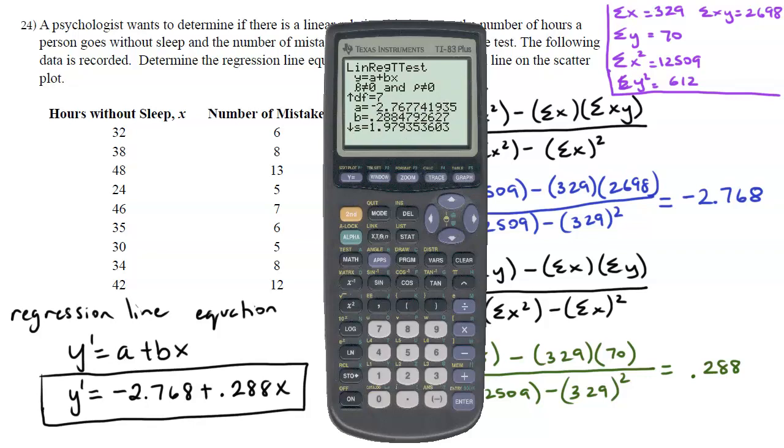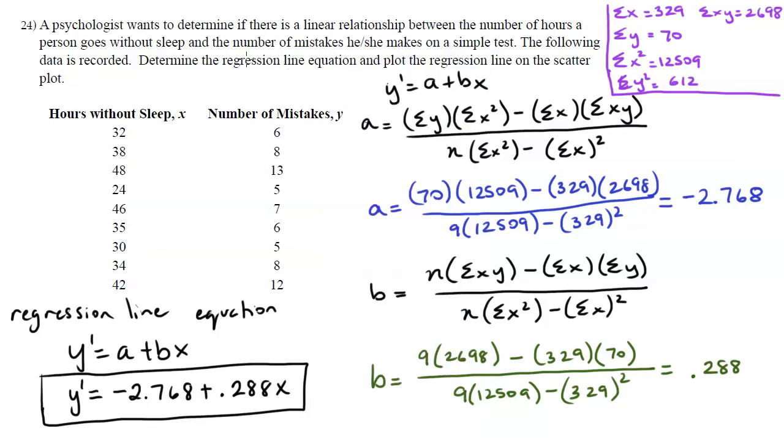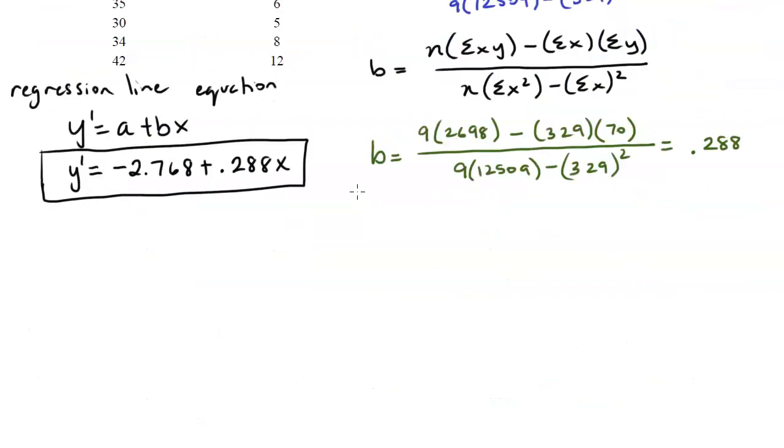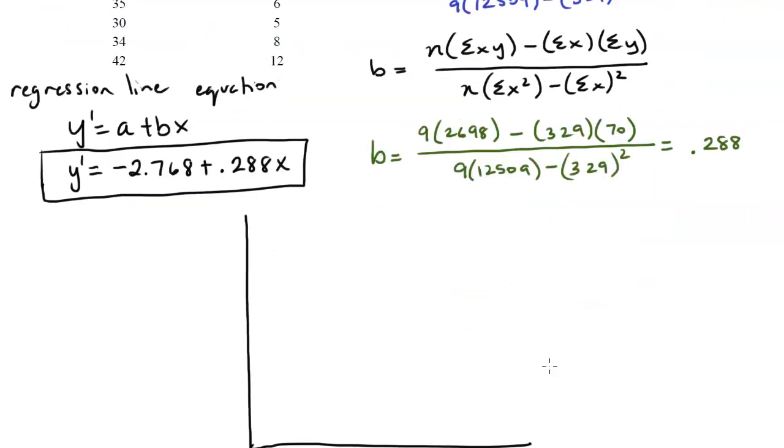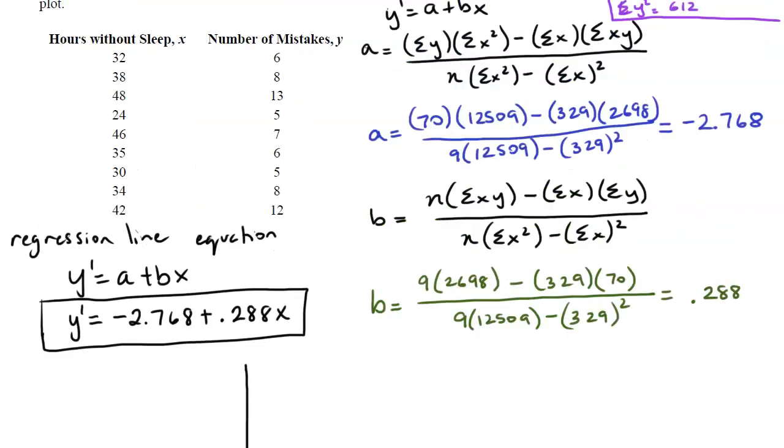Okay. All right, now we haven't finished answering this question, right? It says, and to plot the regression line on a scatter plot, which is another thing in itself. So let's draw this scatter plot. Let's give myself an X and a Y axis. So my smallest X value is what? 24. The largest one is 48.